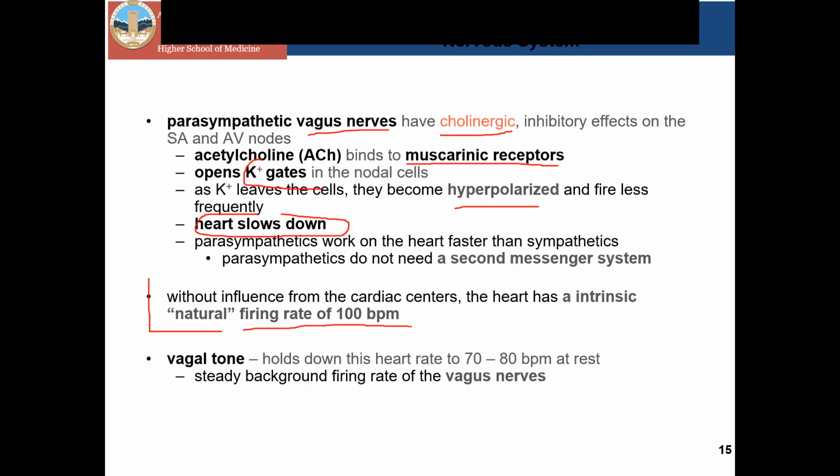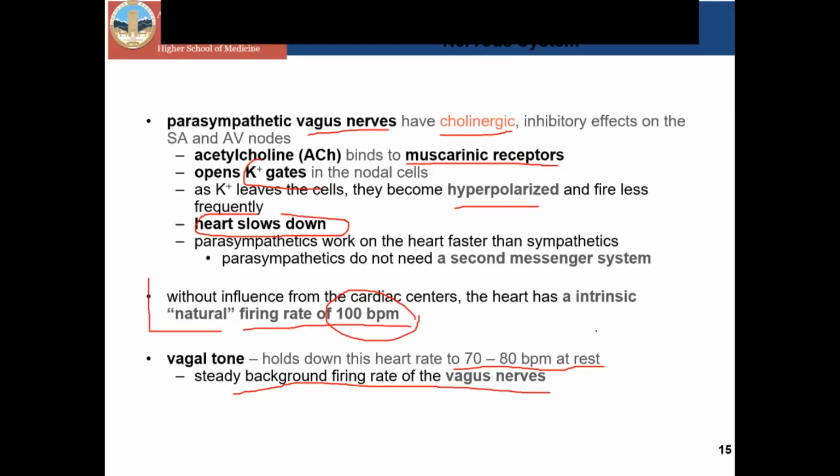You see, vagal tone holds down this heart rate to 70-80 beats per minute at rest as the norm. Without vagal tone, we have tachycardia. Understanding? That's why our vagus nerve is important for us. It is the steady background firing rate of the vagus nerve.